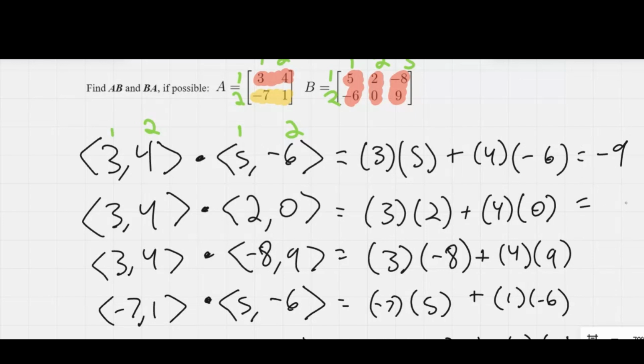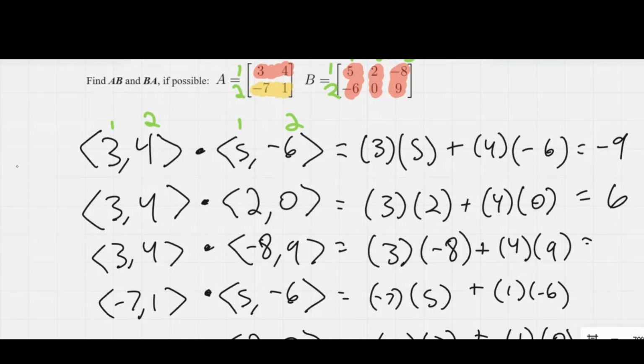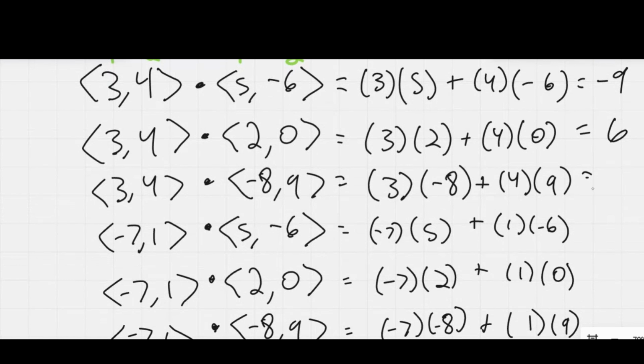All right. Next, we have 3 times 2 plus 4 times 0. 4 times 0 is 0. 3 times 2 is 6. So the resulting value is 6. Next, we have 3 times negative 8, which is negative 24, plus 36, because 4 times 9 is 36. So 36 minus 24 is going to be 12.